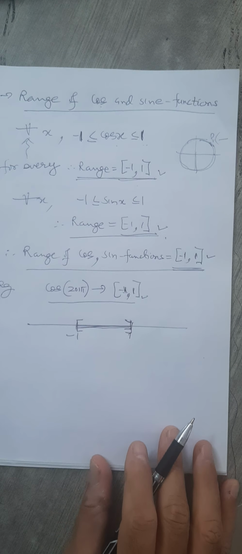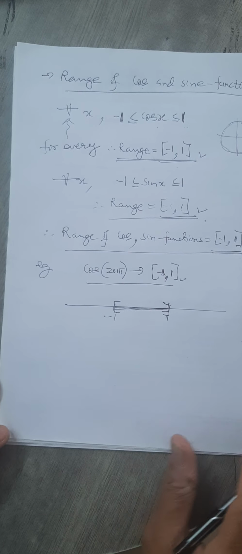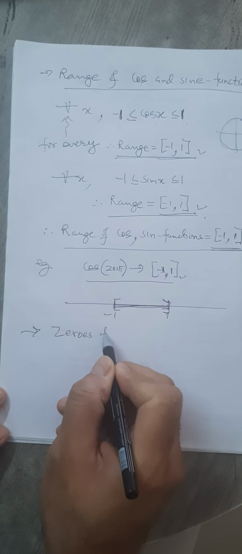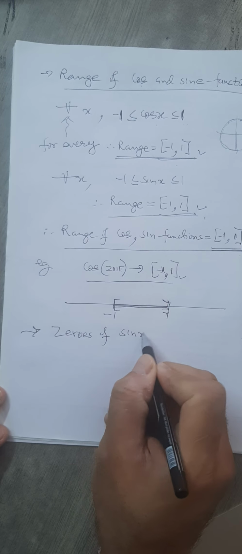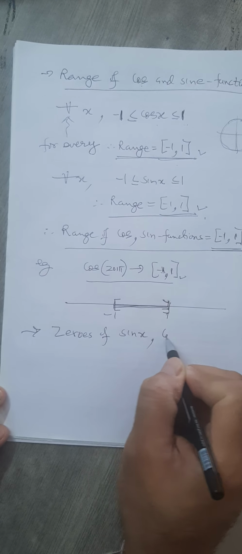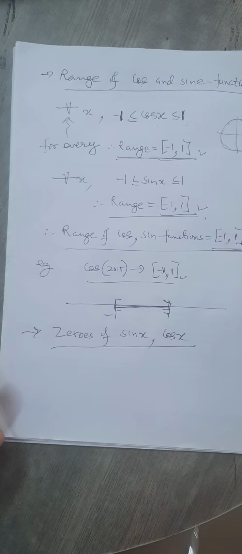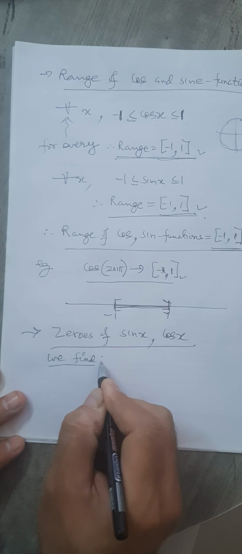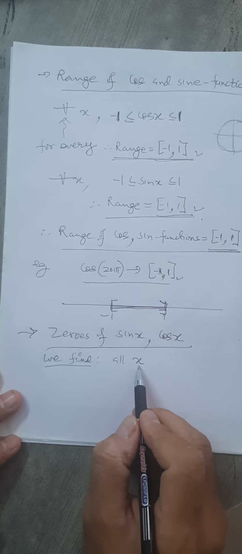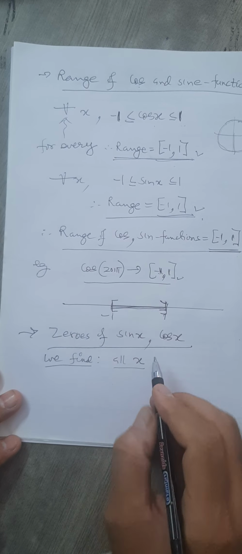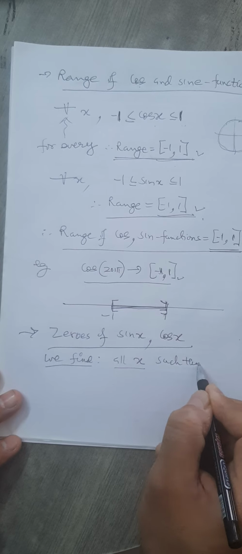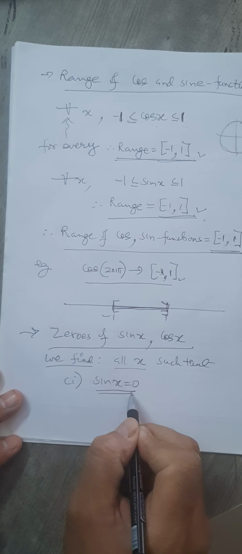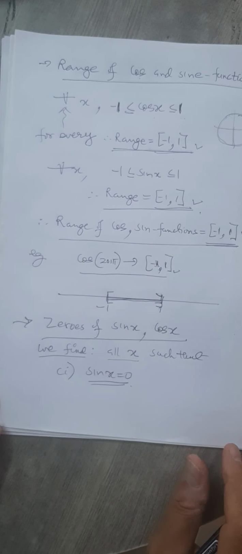Okay. Now the next point I want to write, before I get into definitions of the other trigonometric functions, is zeros of the sine function, sine x and cos x. Zeros means what? We find all x, you know these arc lengths are called angles, all x such that, for example, sine x becomes 0. These are called zeros. Zeros means roots basically.